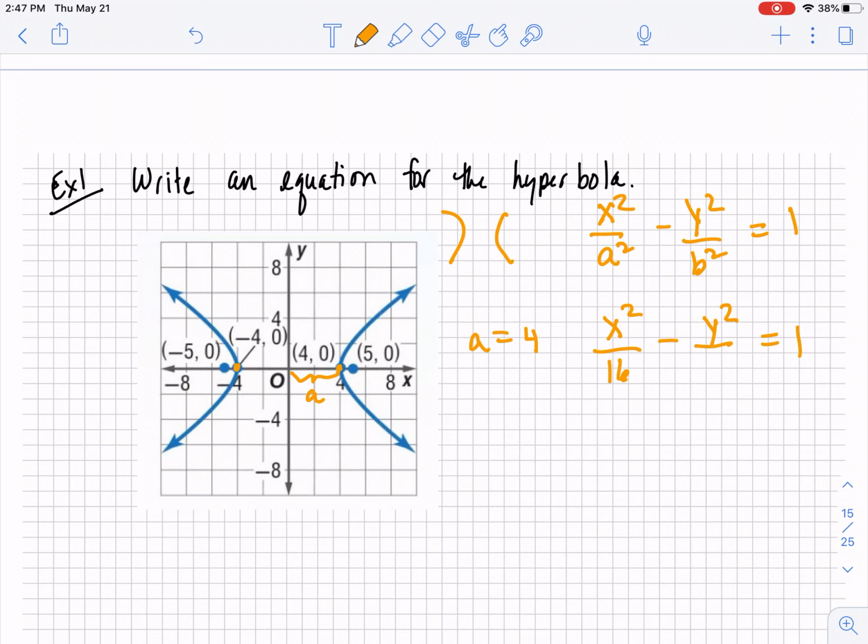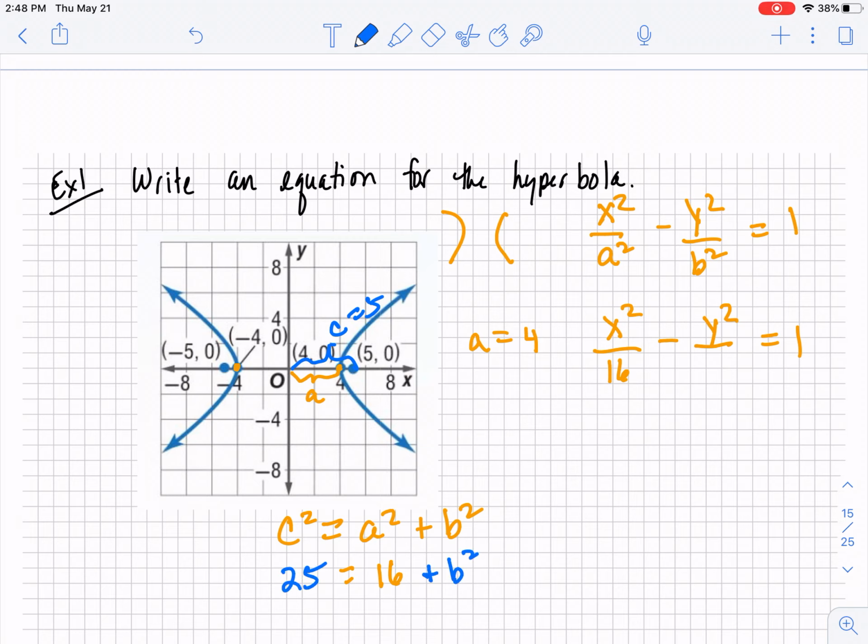I don't have a rectangle showing me what the B is. So how do I figure that out? Well, I use my handy dandy formula of c squared is equal to a squared plus b squared. Right. All right. So c squared is equal to, I know it's 16, right? Oh, wait, hold on. I know what c squared is, don't I? Let's check it out. What is c? C is the distance between the focus and the center. Here's c. It's 5. So I'm going to make this 25 is equal to 16 plus b squared.